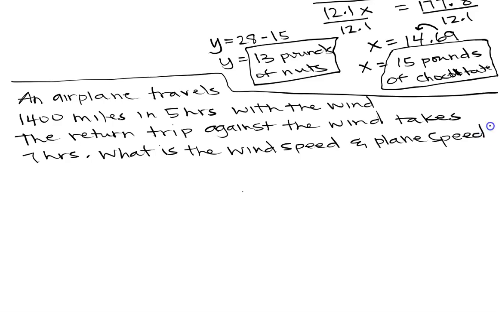All right, so the two things that we're trying to find, right, is the speed of the wind and the speed of the plane. So again, I like to make sure I'm identifying my variables here. So I'm going to have W represent the speed of the wind, and P be the speed of the plane. Okay, and that's in still air.